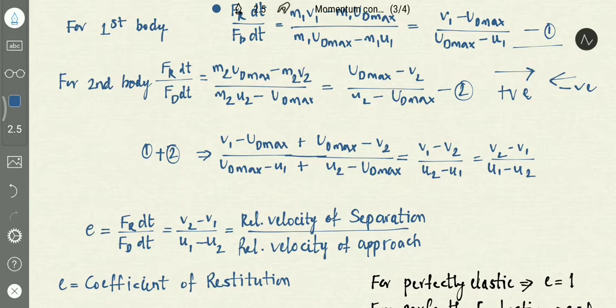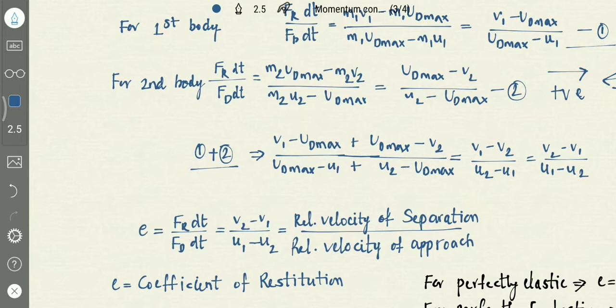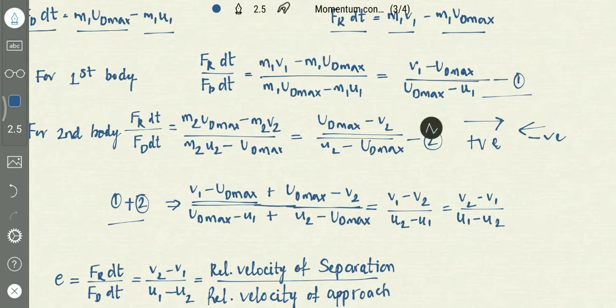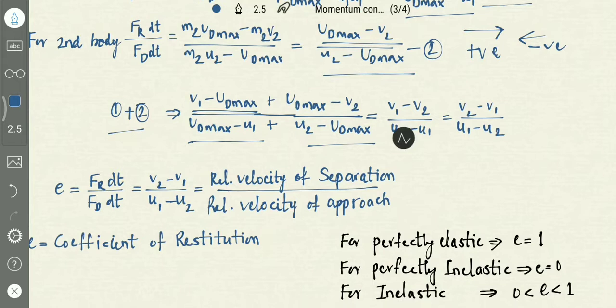In order to get it for both the bodies, this is for the first body and this is for the second body, the total impulse ratio is given by 1 plus 2, right? This will be V1 minus UD max plus UD max minus V2. Here you can see V1 minus UD max, UD max minus V2. And in the denominator, UD max minus U1 plus U2 minus UD max. The UD max gets cancelled here, and here again it gets cancelled. So we remain with V1 minus V2 divided by U2 minus U1. And also we can write it as V2 minus V1 by U1 minus U2 by changing the signs on numerator and denominator both.